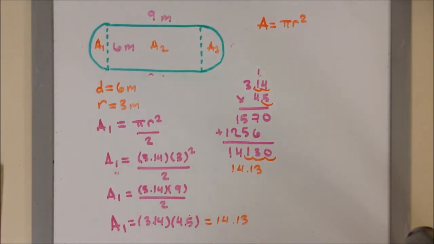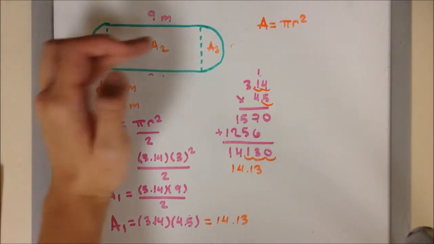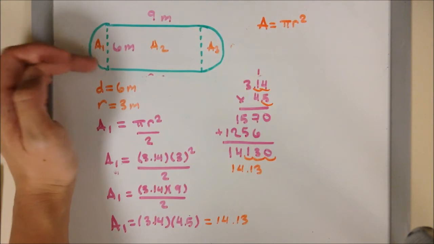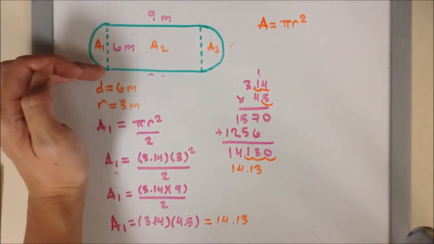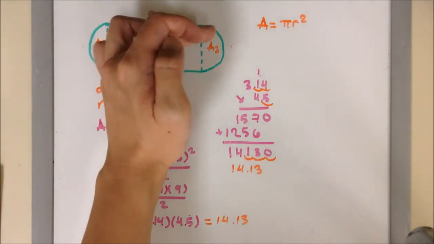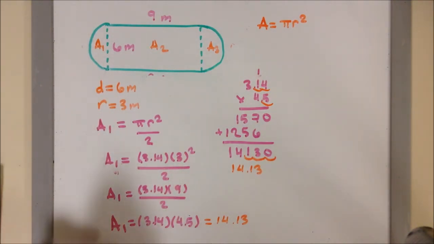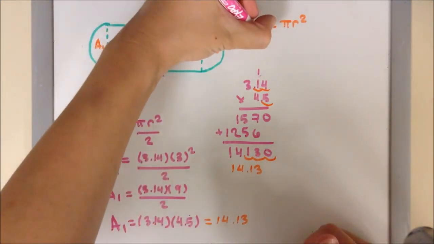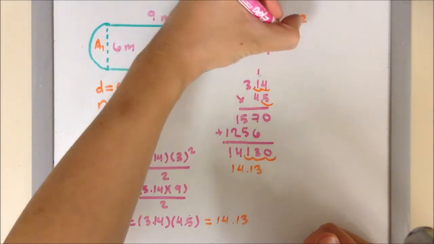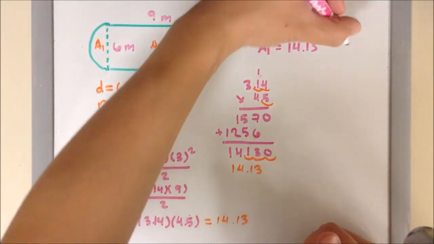Now, like I said before, it's the same width on the left side and the right side. So this half circle will have the same diameter as this half circle, or this half circle will have the same radius as this half circle on the right. So since I did the work for A1, what I get for A1 would be the same value for A3. So I'm going to write up here, my A1 is equal to 14.13 meters.